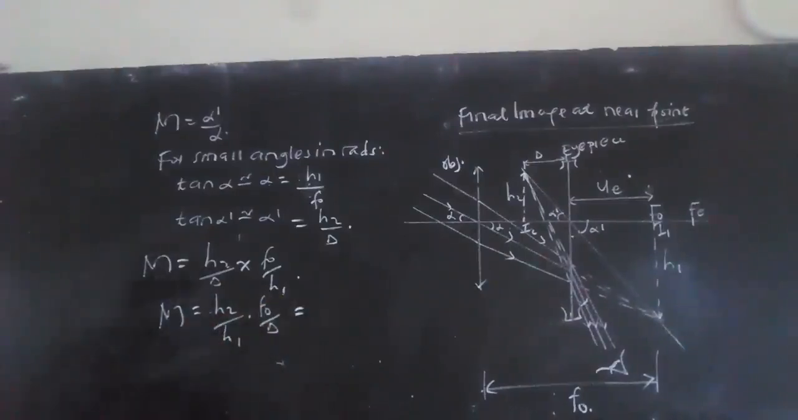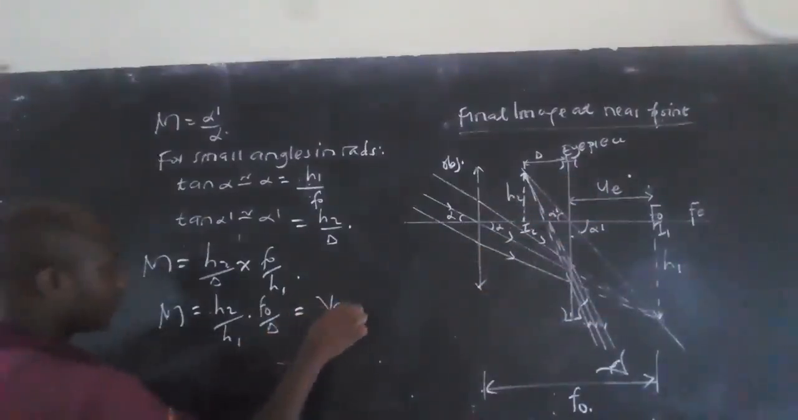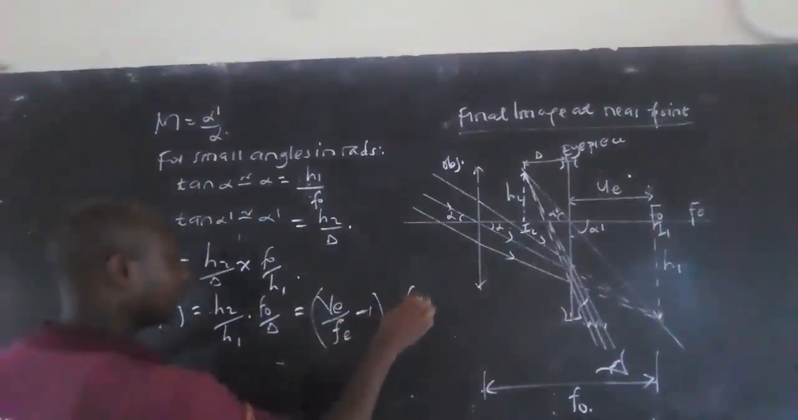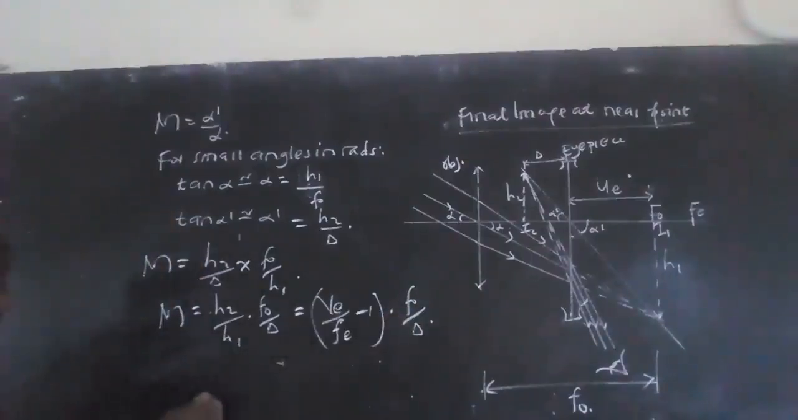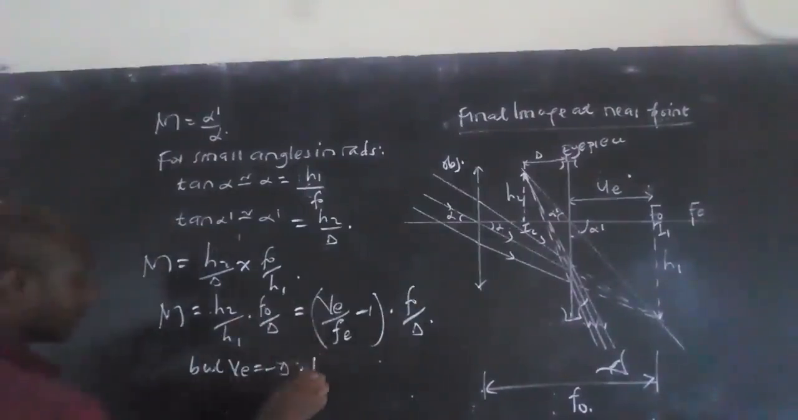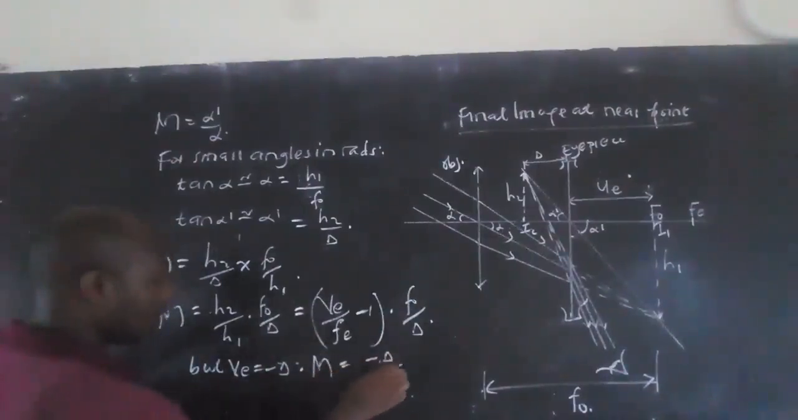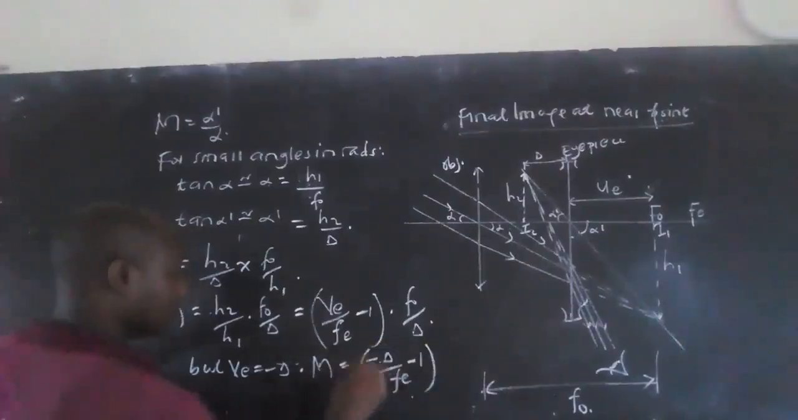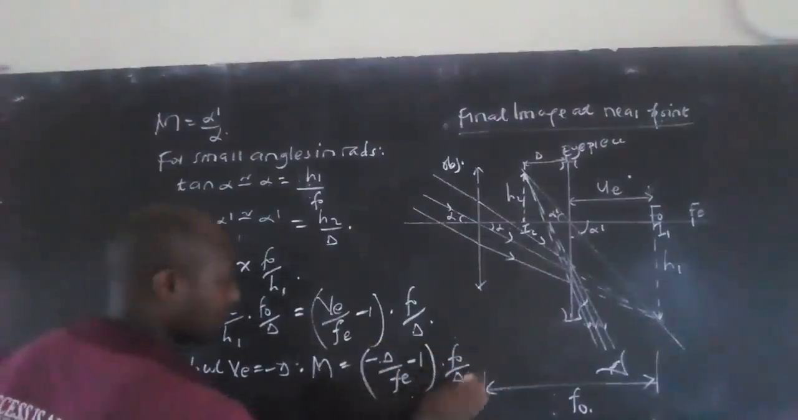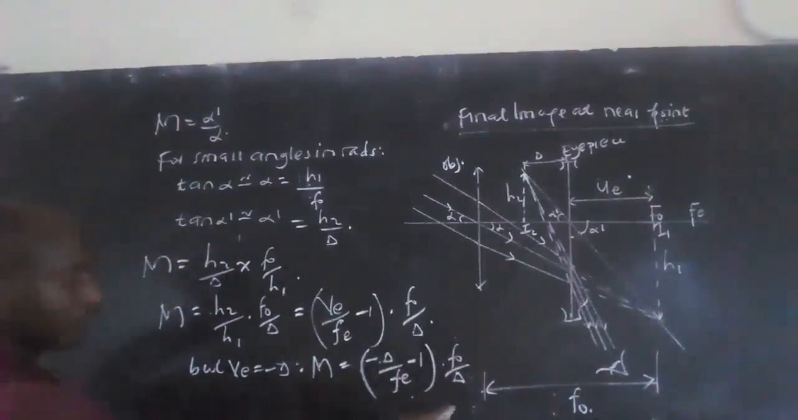But H2 over H1 is the linear magnification of the eyepiece. So this will be V_E over F_E minus 1, times F naught over D. But V_E is the same as negative U. Therefore, the magnifying power becomes negative U over F_E minus 1, times F naught over D. Like that. Okay? So this one is like this.